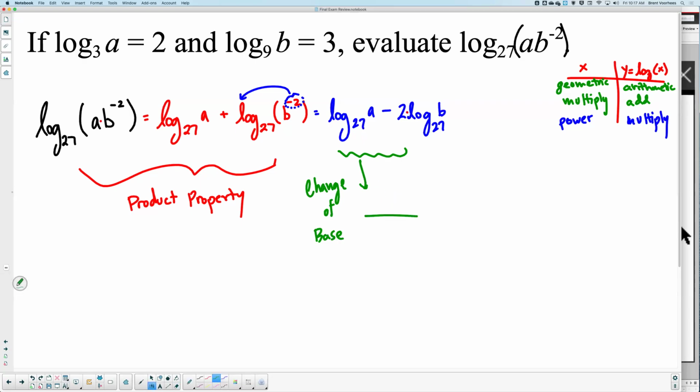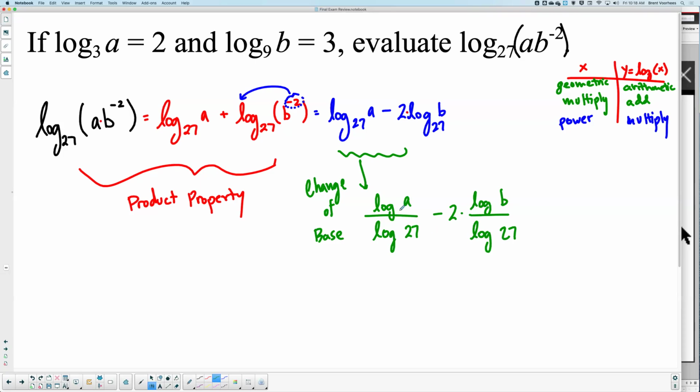Do you remember how to change the base? You have log divided by log. What goes to the numerator this time? a. What goes to the denominator? Not b. You're looking at just this log right there. 27. Good. We're going to pick a base in a moment. But I'm going to continue on, minus 2 times, and I'm going to do it here again. We need to change this base. So I'm going to do log b divided by log 27.